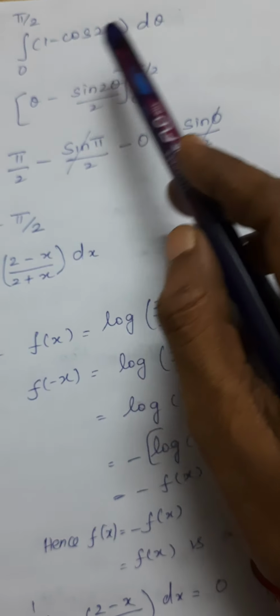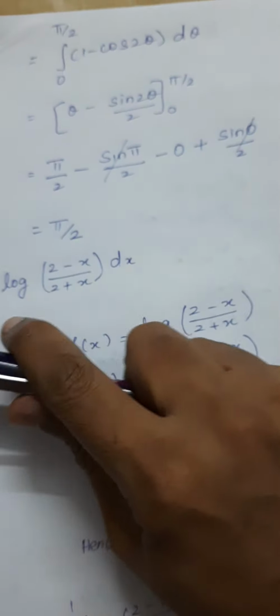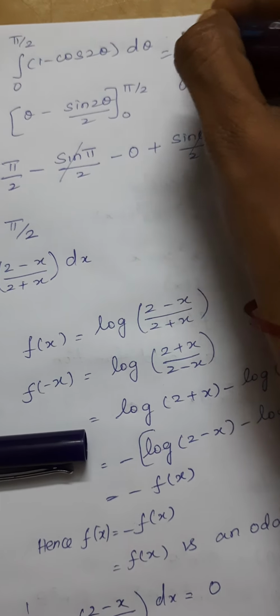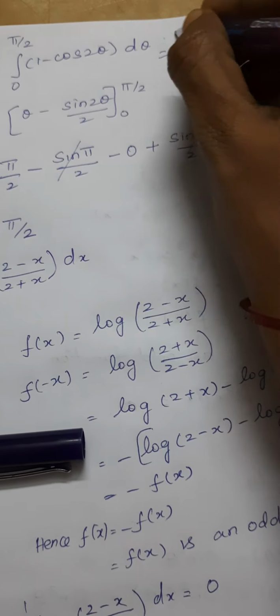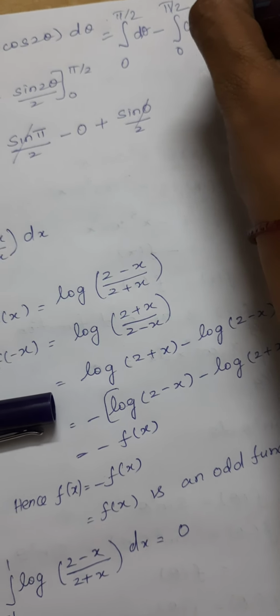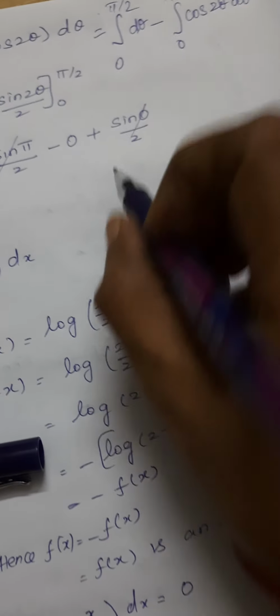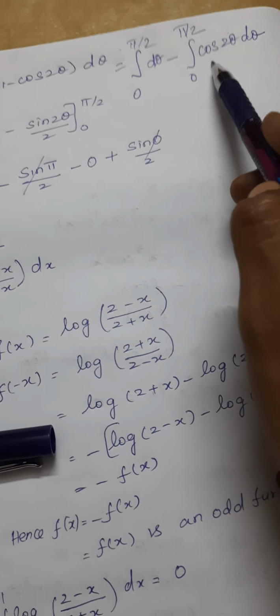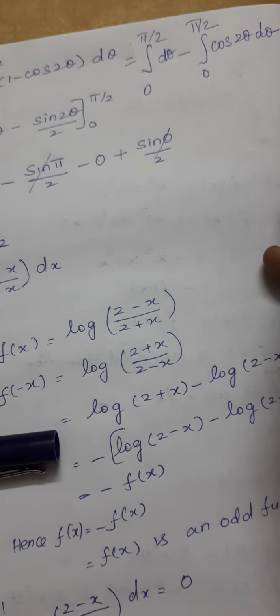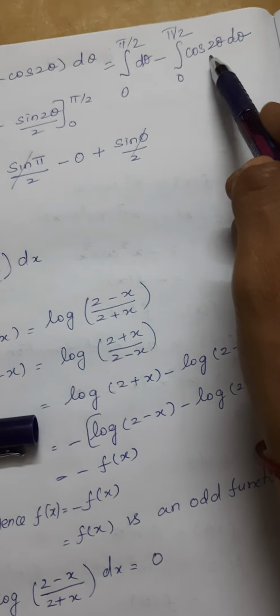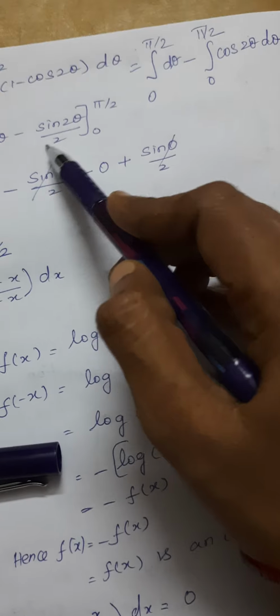So now let us split it and write. This we can write as integral 0 to pi by 2 d theta minus integral 0 to pi by 2 cos 2 theta d theta. If you integrate d theta, you get theta, and if you integrate cos 2 theta, you get sin 2 theta by 2.